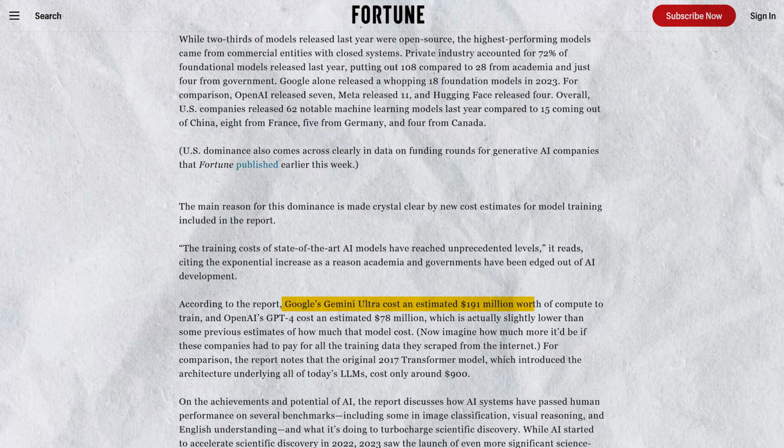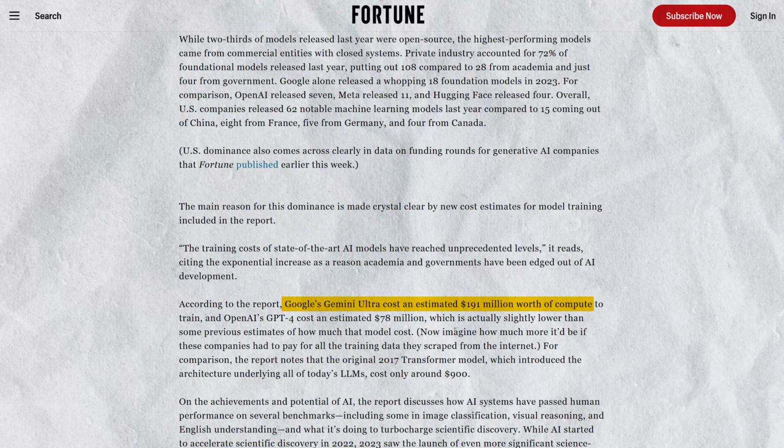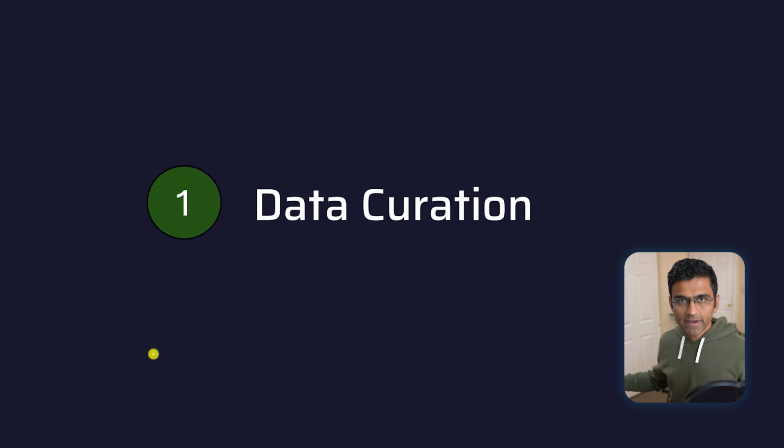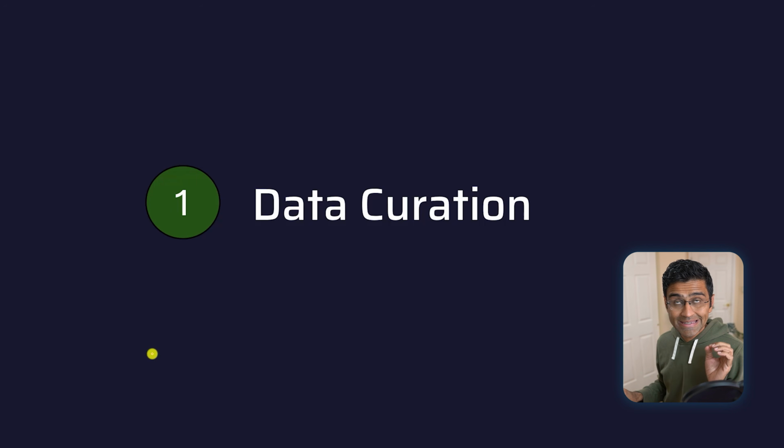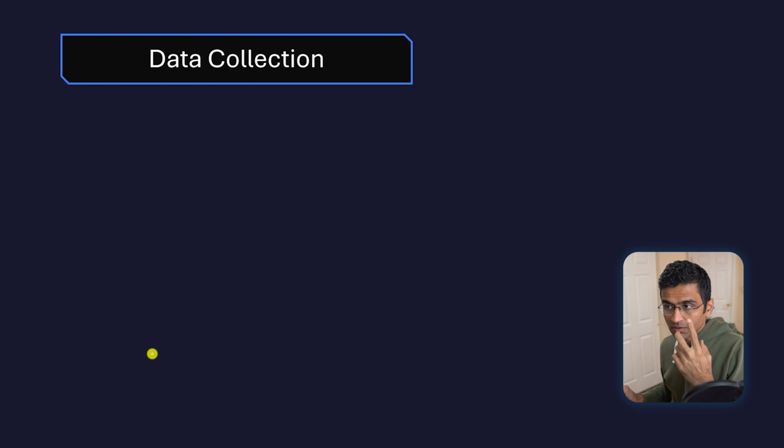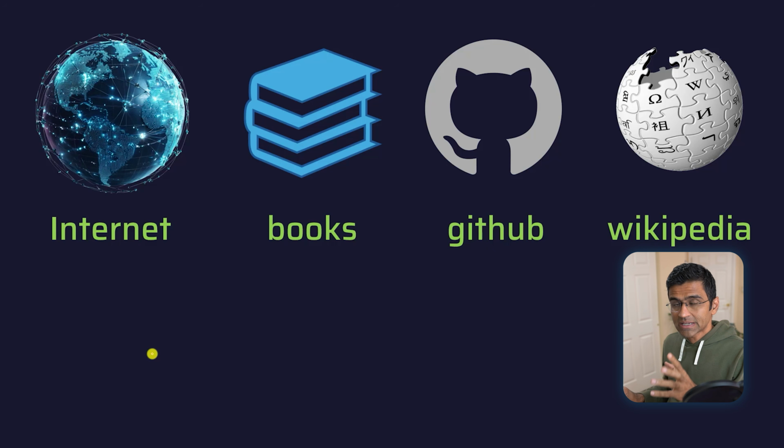only the compute cost. Similarly, Google spent $191 million to train Gemini Ultra. The very first step is data curation. These LLM models need a humongous volume of data for training purposes. So obviously, the very first step in data curation will be data collection. For this, they use a wide amount of data on the internet, books, all the code on GitHub, Wikipedia articles. Okay, so they scrape the internet and they use it for training.